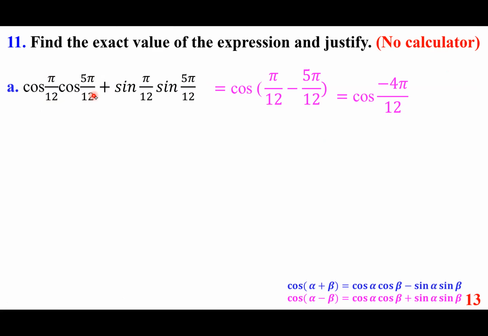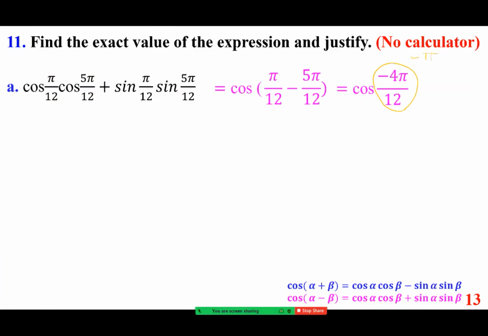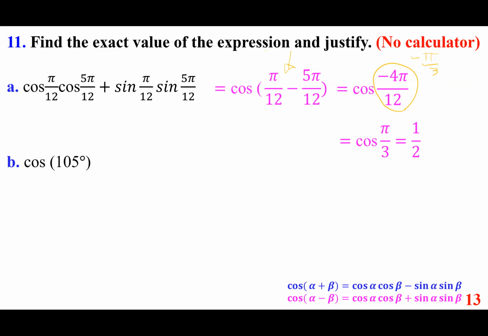Take a look. First of all, it becomes minus 4 pi over 12, which is minus pi over 3. As you know, cosine is an even function, so cosine of minus pi over 3 is the same as cosine of pi over 3, which is 1/2. Because of that, it doesn't matter that you write here pi over 12 minus 5 pi over 12 or vice versa, 5 pi over 12 minus pi over 12. In the case of a cosine, it makes no difference. We're going to do the same thing here.